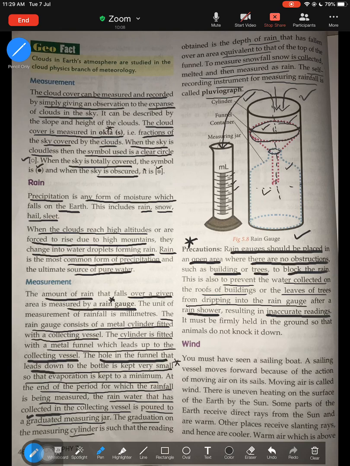And the last one, the rain gauge must be firmly held in the ground so that animals do not knock it down. Firmly meaning securely, tightly, with little possibility of movement. So it has to be placed on the ground in such a way that there's no knocking down of the rain gauge by animals, which can again give you inaccurate or no readings at all. So two things you have to be very careful about. One, placing it in an open area away from trees and buildings, and second, keeping it firmly, tightly on the ground. So that is about rain and clouds.